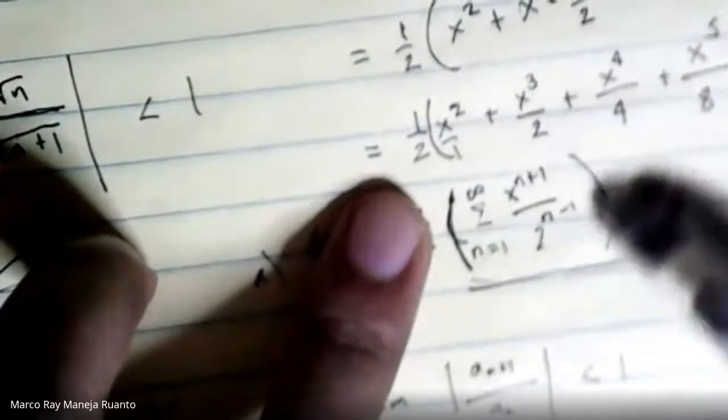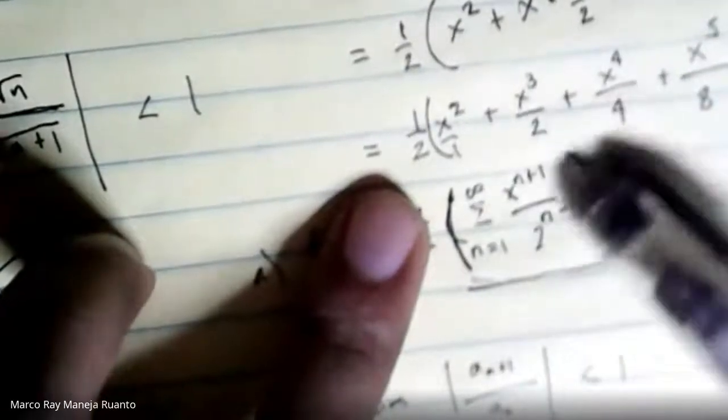Sir, why didn't you include the 1/2 here? Okay, the thing that will converge here is this whole function, not the 1/2. So it is the power series that we are concerned with, not the whole thing. That is why when we add it, the radius of convergence is equivalent.